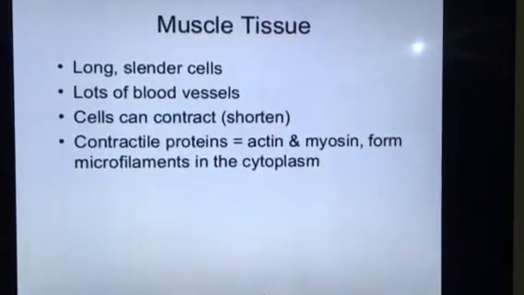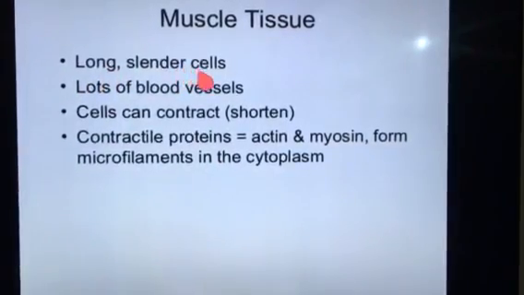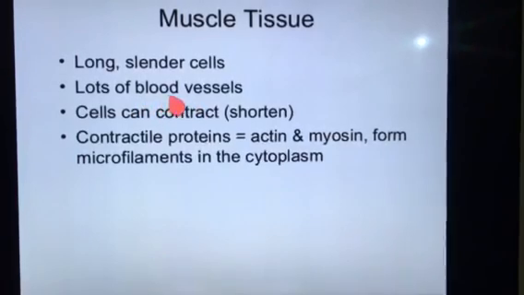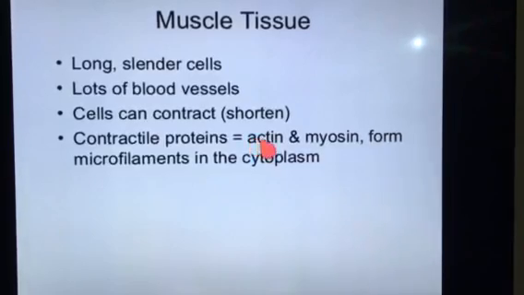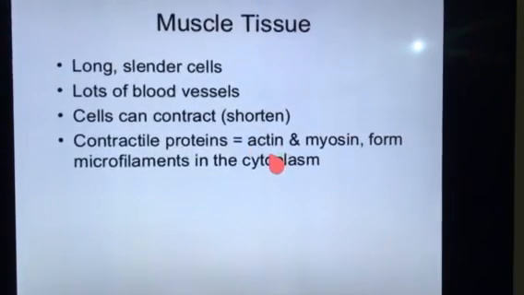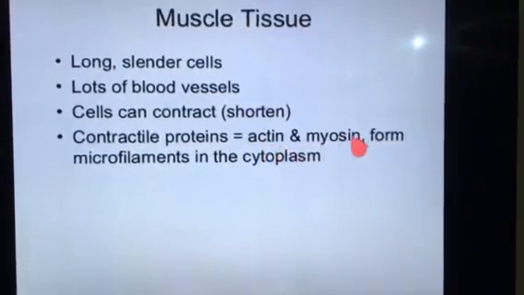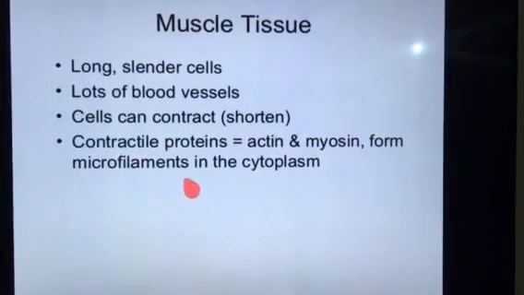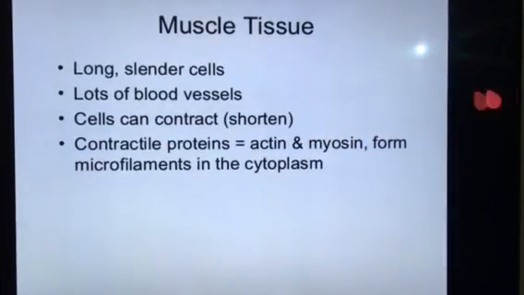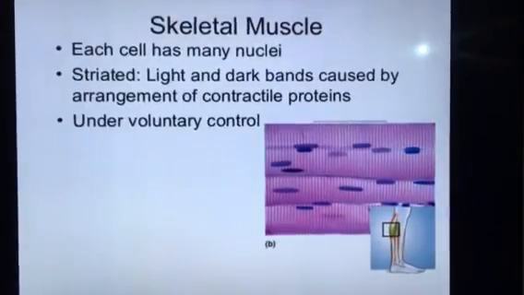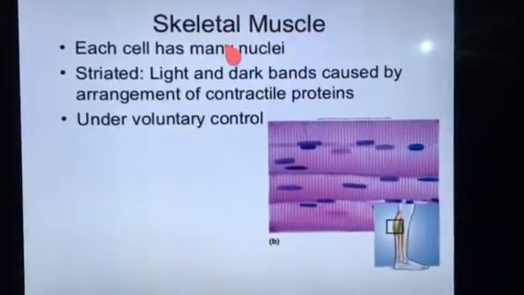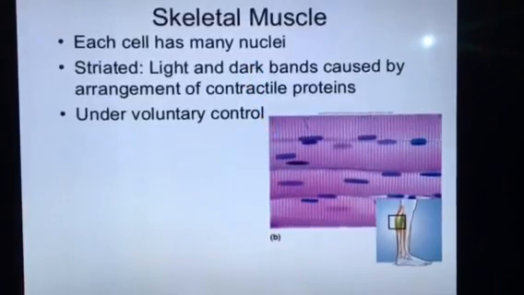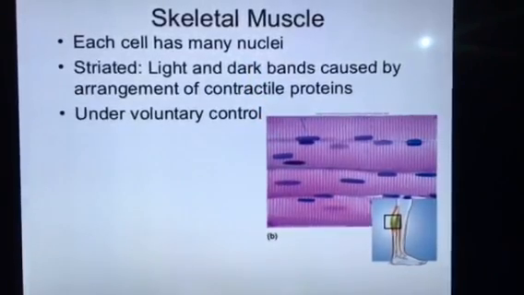Now, muscle tissue is made of long cylindrical cells. Lots of blood vessels are present, and the cells can contract and relax. It is made up of actin and myosin, which form microfilaments in the cytoplasm. Now the first type of muscle tissue is skeletal muscle, or you can say the striated muscles.